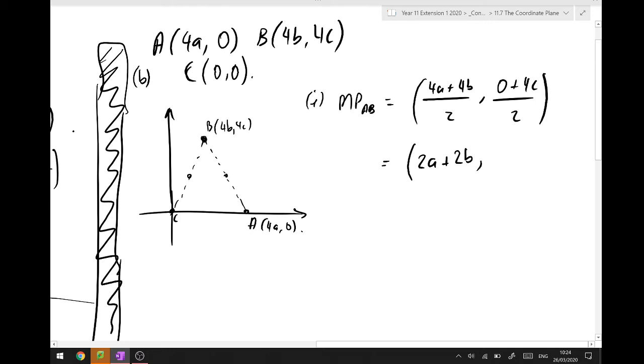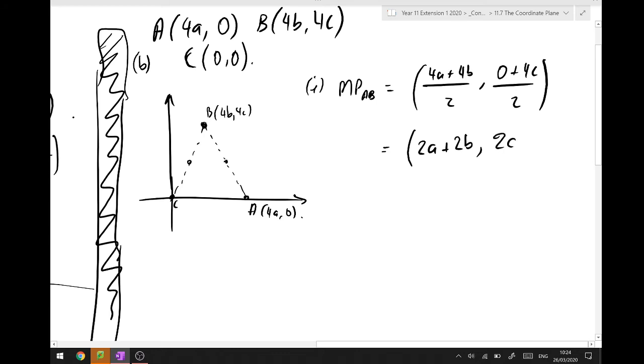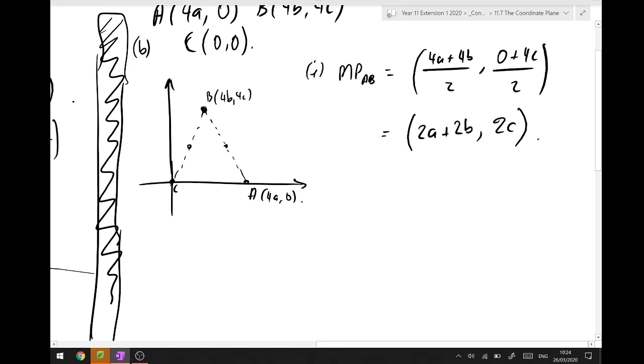Okay, so that's the halfway point here. What's halfway between 0 and 4b? Well, it's just 2b. And the y part: 0 plus 4c is just 4c, 4c divided by 2 is 2c. Okay, so there's my midpoint of AB.